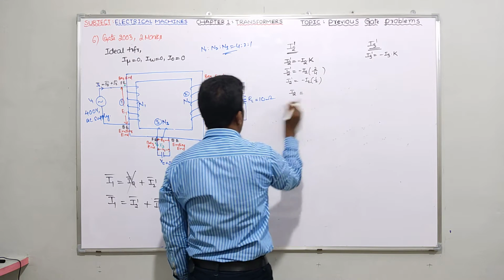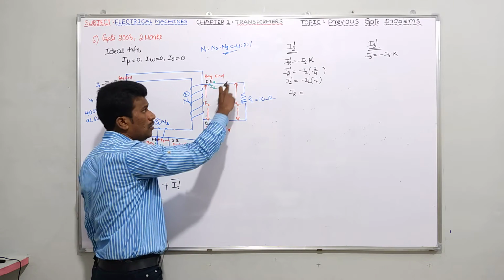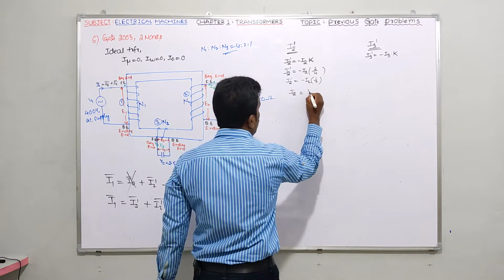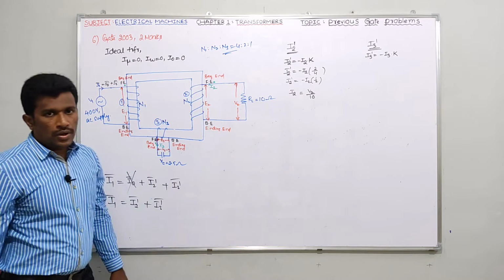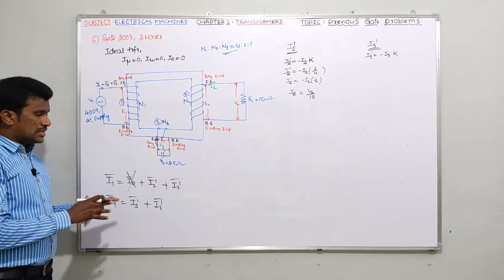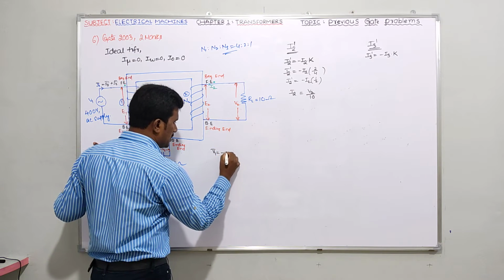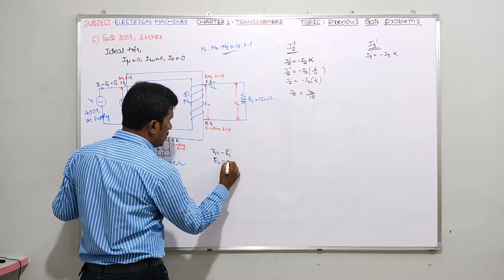So tell me, how can you find the secondary winding load current I2? I2 equals the secondary load voltage V2 by 10 ohms, no? V2 by 10 ohms. You know guys, the transformer given is an ideal transformer. Ideal transformer means V1 bar equals minus E1 bar is a relation, and E2 bar equals V2 bar is a relation, you have to remember.